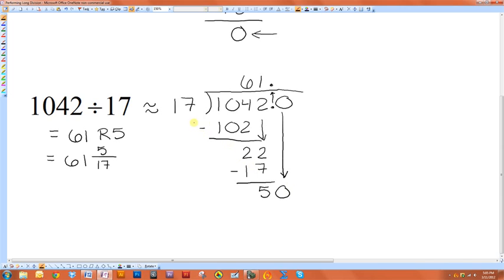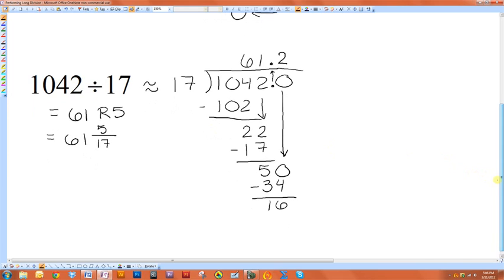We ask ourselves, well, how many times will 17 go into 50? 2 times. Now, you don't have to worry about the decimal anymore. As long as you just make sure your digits line up, everything is taken care of with that. So 17 goes into 50 2 times, and 17 times 2 is 34. And when I perform the subtraction, I get 16. Now this number has to be smaller than that one, and it is, so that's good.